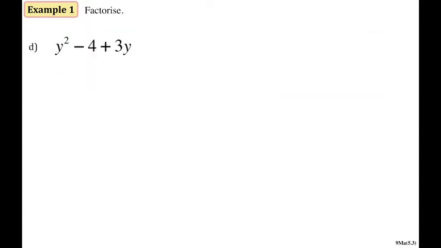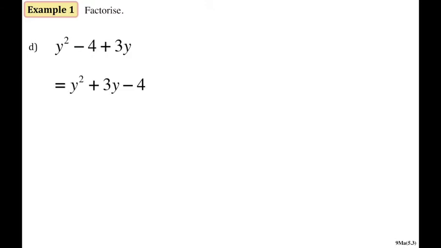Right, let's try part D. Hang on, this is a trick question because it's not written in the right order. Notice I've got the y squared part, but then I've got the number part and the y part last. You always have to have the letter part squared first, then the letter part by itself, and the number part on the end. The -4 should be on the end. So I need to rearrange this question.